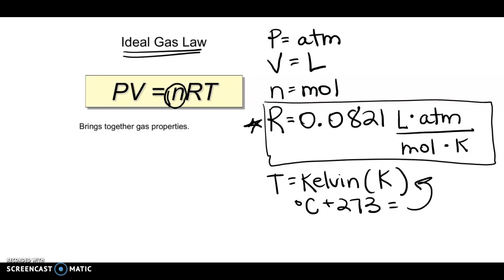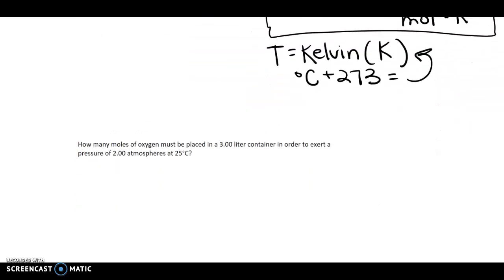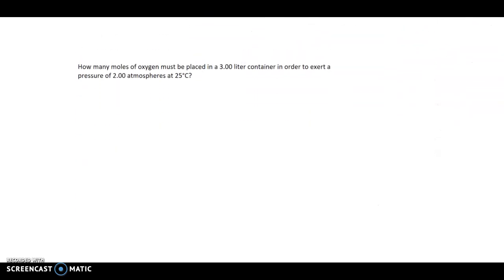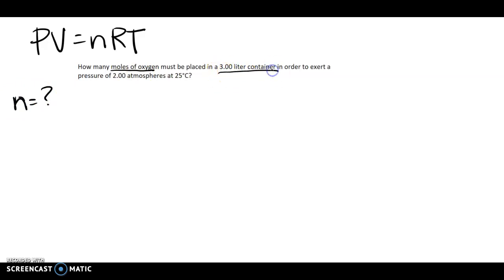Let's look at an example to see what this looks like. Remember we have PV equals nRT. And let's start from here. In this example, it says how many moles of oxygen. So I know I'm looking for moles, which is N. So N I don't know. Must be placed in a 3-liter container. So that's a given. In order to exert a pressure of 2 atmospheres at 25 degrees Celsius.